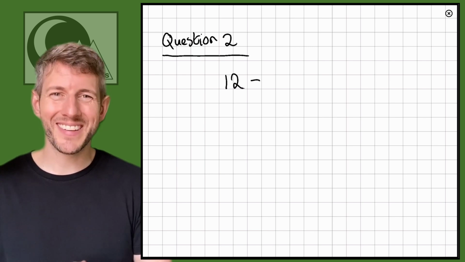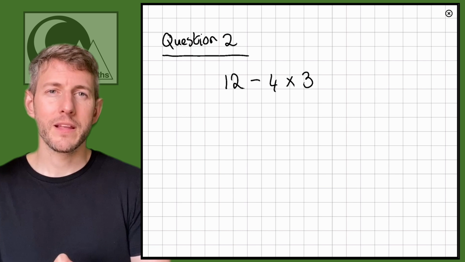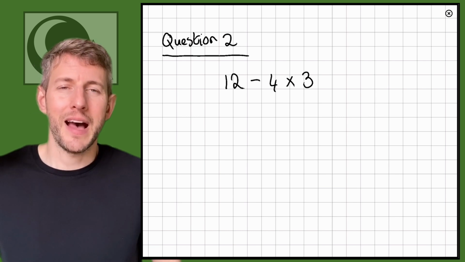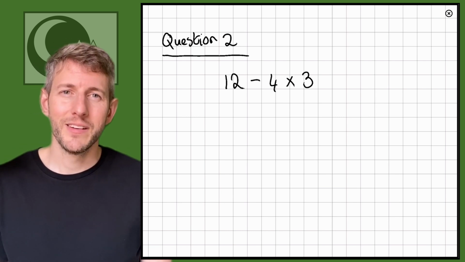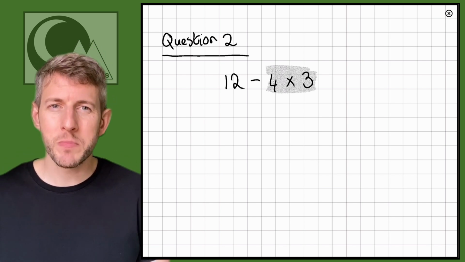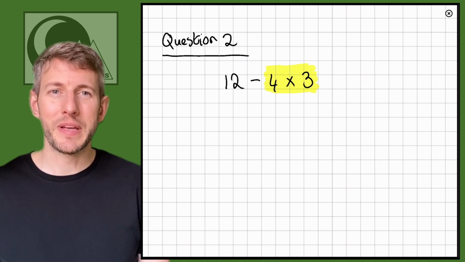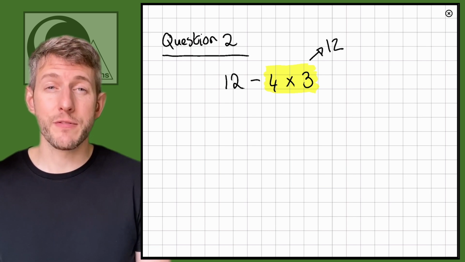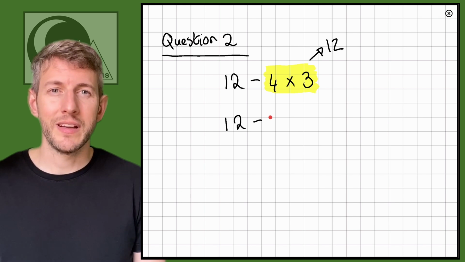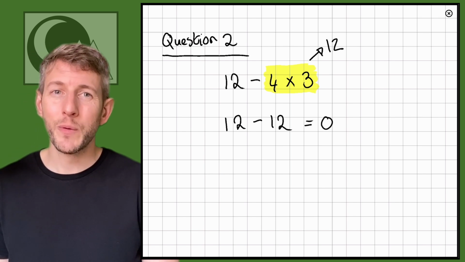Here's another question. This time we've got 12 minus 4 times 3. So have a think about this. Have a look at it. See what do you think. What are you going to do first? Hopefully you're remembering that we do the multiplying and the dividing first. So here we go. We've got 4 times 3 is going to give us 12. And so then we've got 12 take away 12. So this answer should be 0.